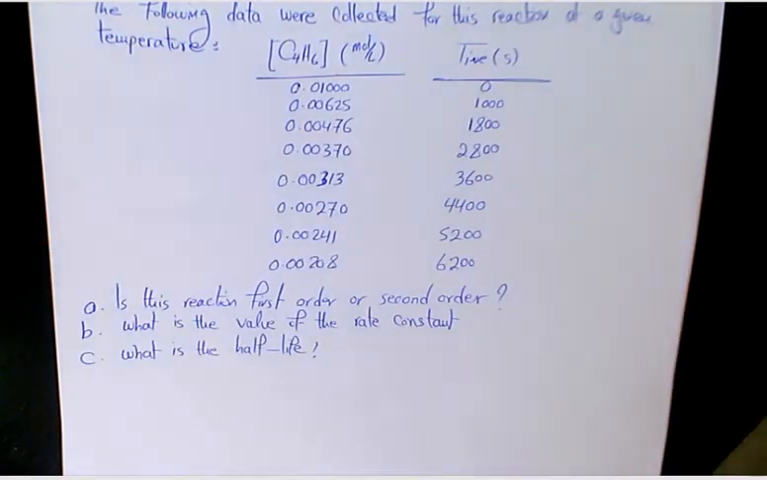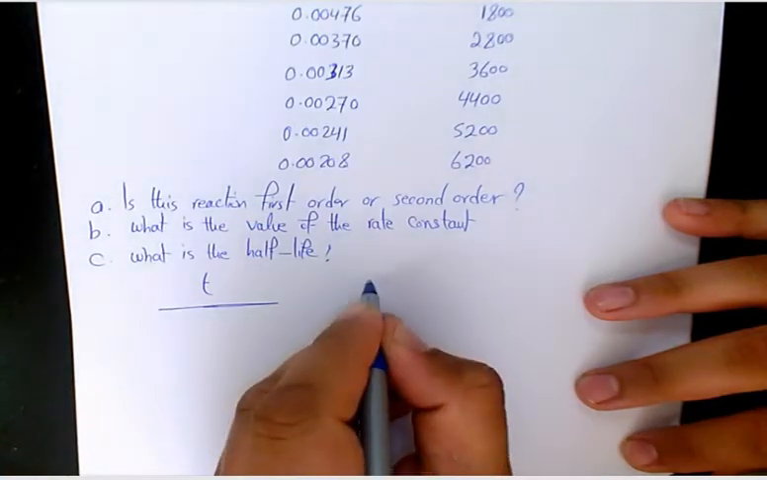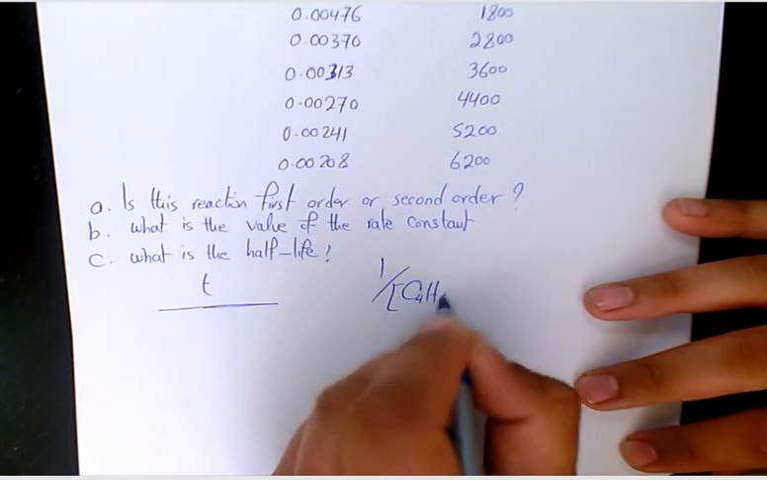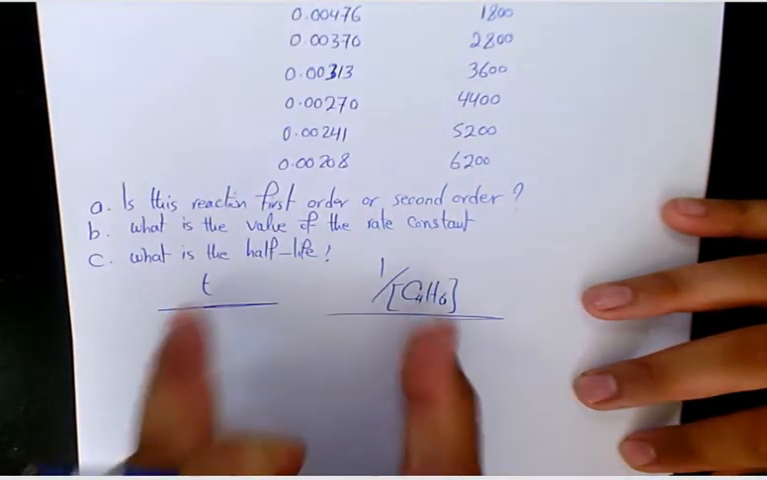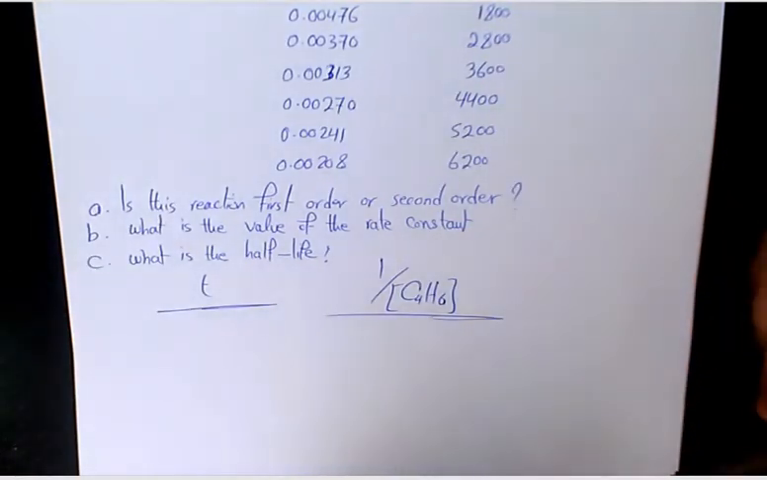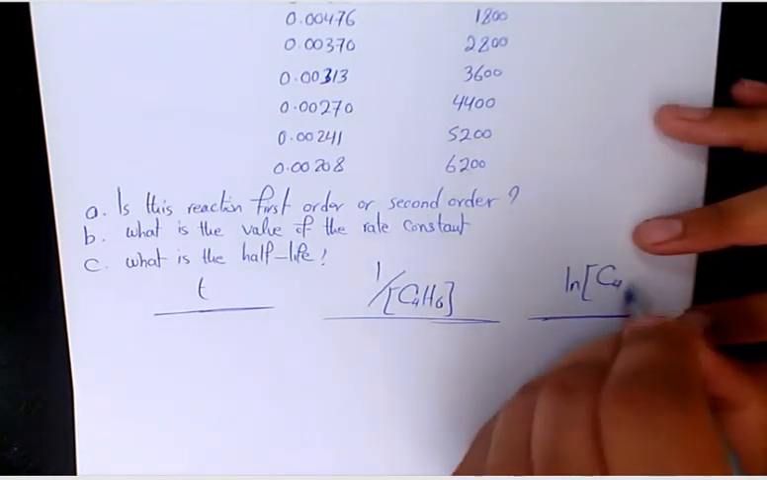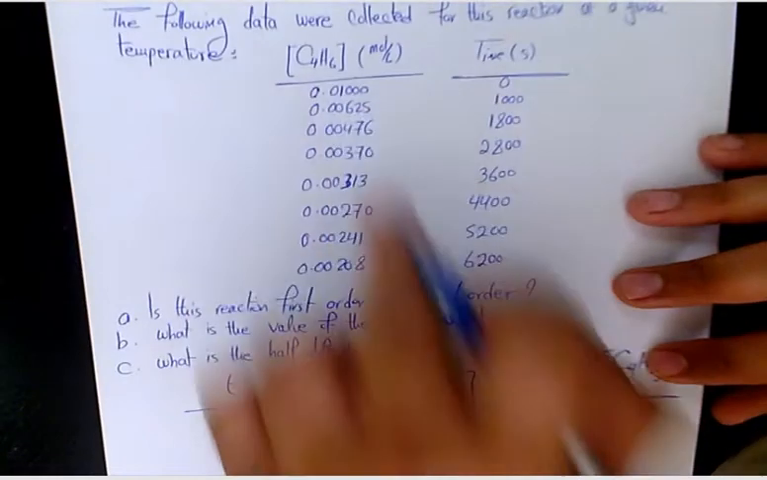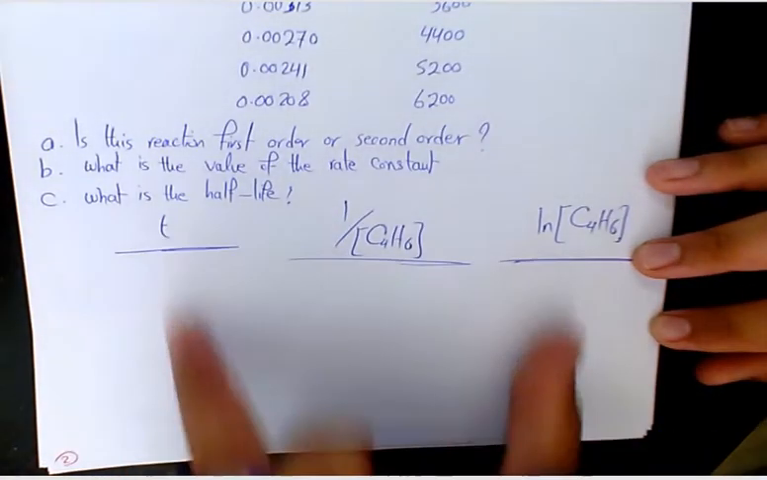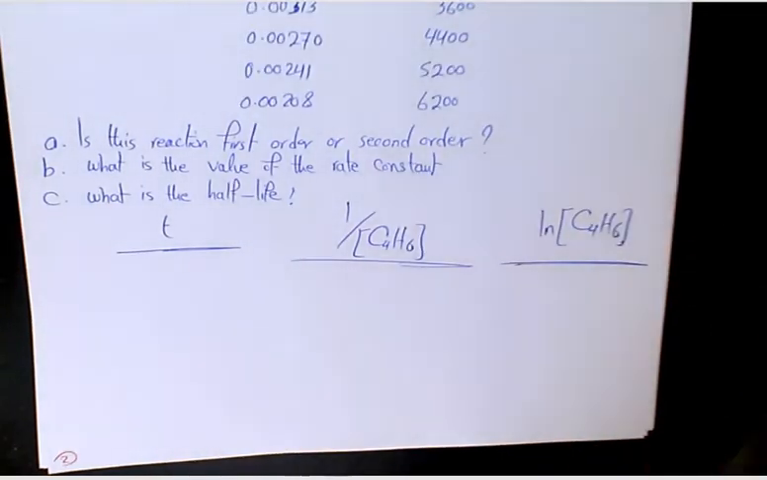It means that we need to have time with respect to 1 over the concentration of butadiene. If you end up having a linear relationship, it means that we are dealing with a second order reaction. On the other hand, we can find ln C4H6. It means that you convert the concentration into ln concentration. If you have a linear relationship between these two, it means that you are dealing with a first order reaction.